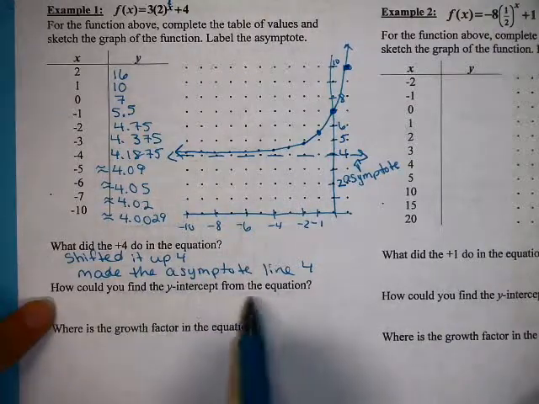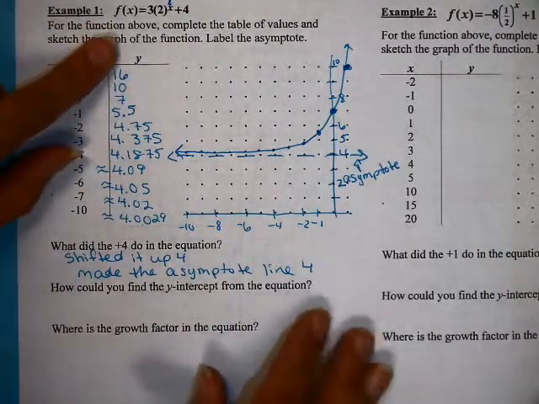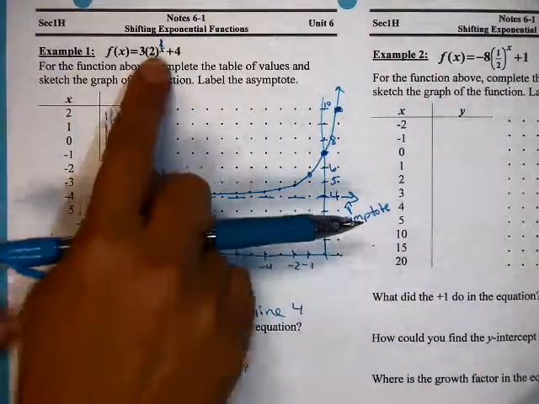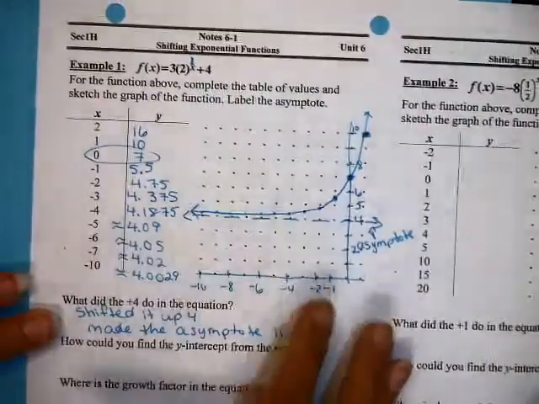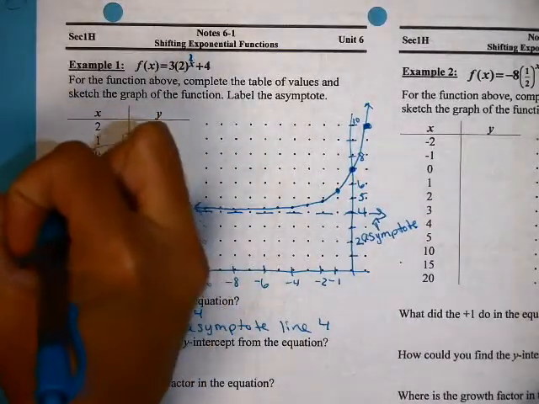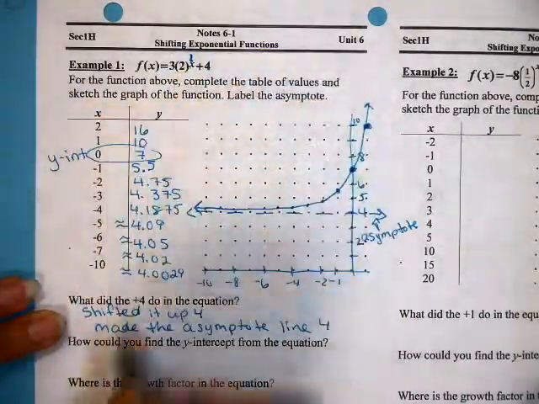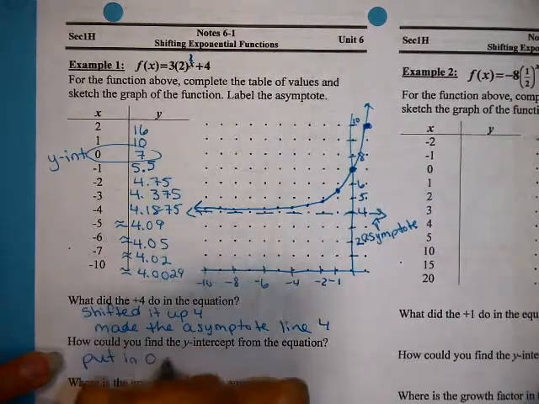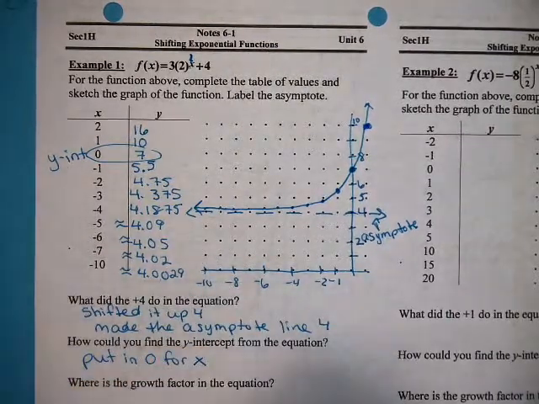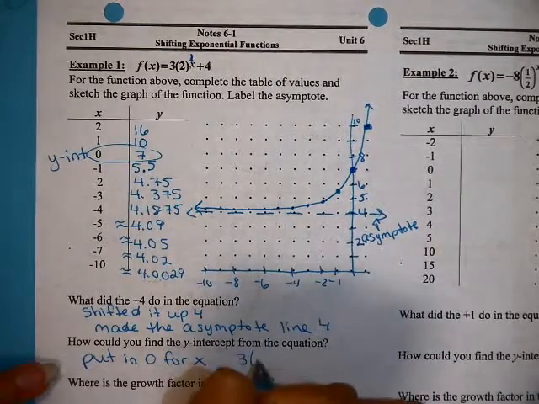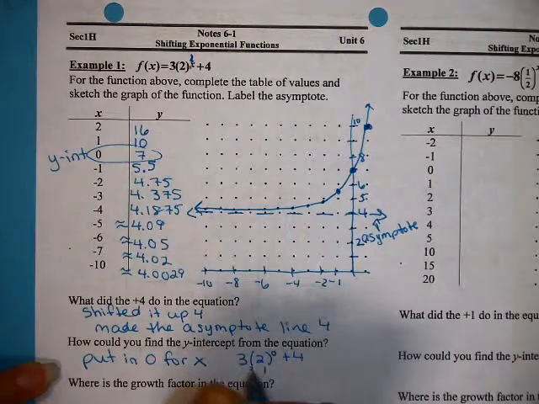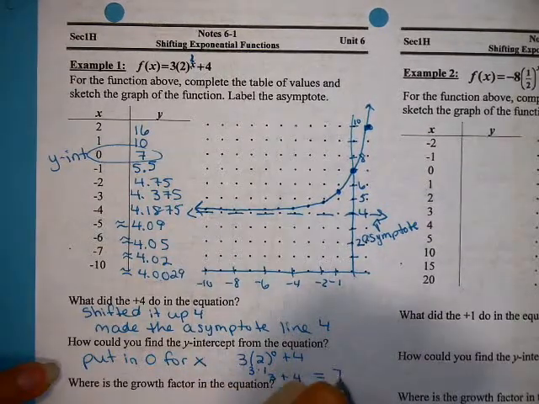How can you find the y-intercept from the equation? We know in the graph it's at 7, but in our equation it is where x equals 0. So we could plug in 0 and find it. So put in 0 for x. So 3 times 2 to the 0 plus 4. 2 to the 0 is 1. What's 3 times 1? 3. 3 plus 4 is 7.